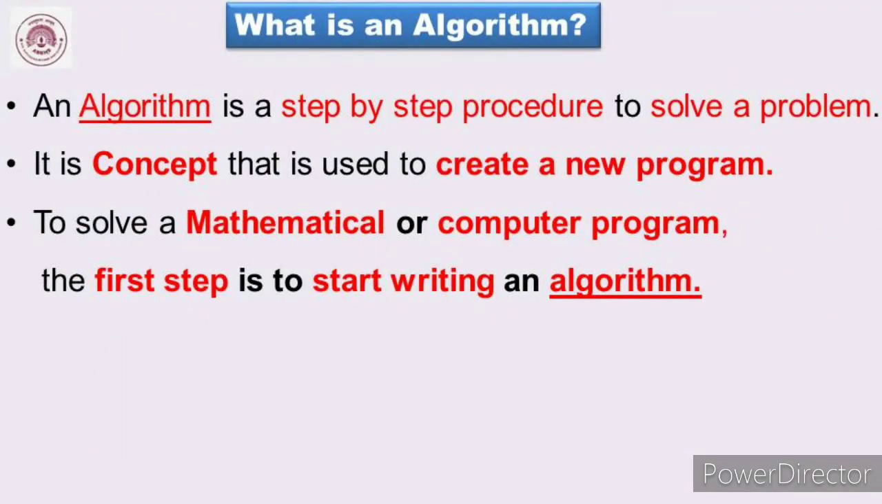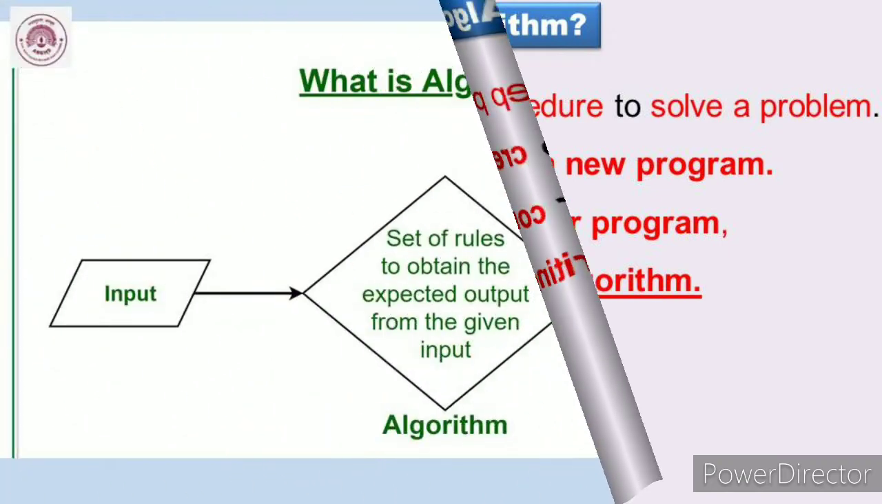So what is an algorithm? An algorithm is a step-by-step procedure to solve a problem. It is basically a concept that is used to create a new program. To solve a mathematical or computer problem, the first step is to start by writing an algorithm.